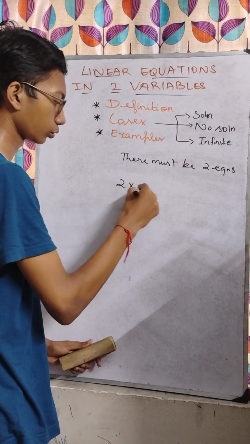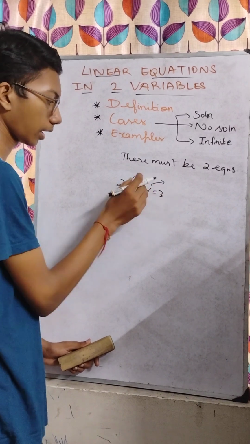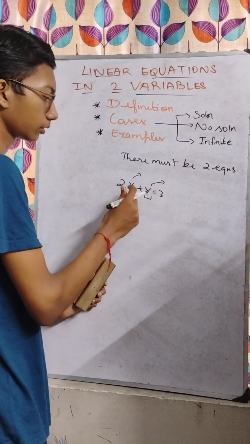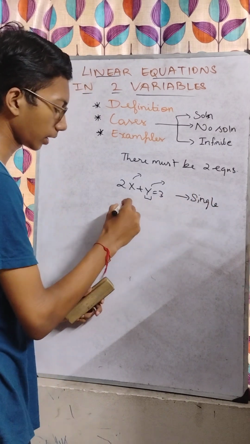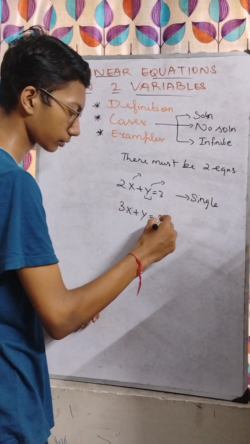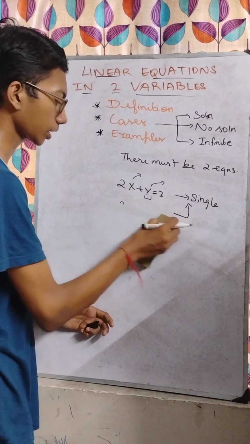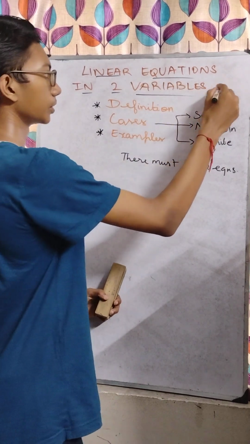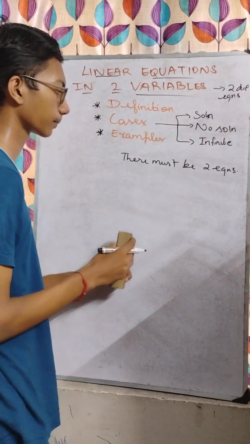Now let's say we have 2x plus y equals 3. We can put any value for x. If we put a value for x, then we can just solve the equation to get the value of y. So we cannot have a single solution for this. But if we have two equations like this, then we can solve for a single solution. So that is why a linear equation in two variables needs two different equations.